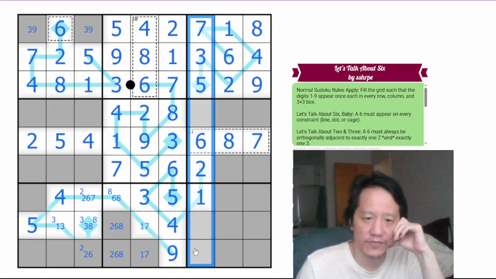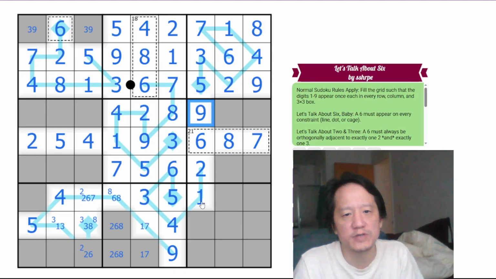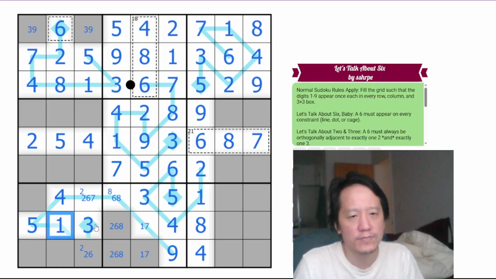Column 7 can only contain 4, 8, 9 left, and this can't be 4, 8, so this must be 9. This can't be 4, so this is 8, which makes this 4. This 8 eliminates 8 here, so this is 3. That forces this to be 1, which makes this 7. So that's saying 8 has to be in the 7th spot. So this is 8. This cannot be 7 then.